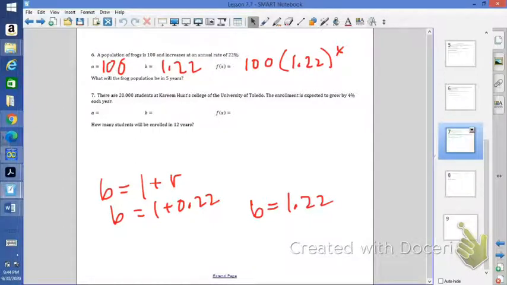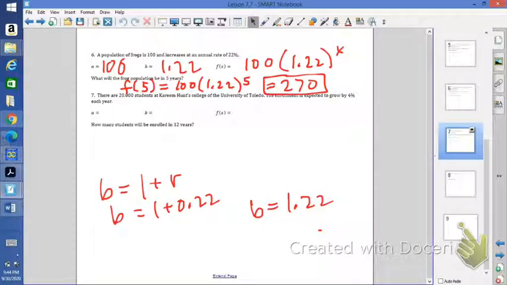So what will the frog population be in 5 years? So that's going to be f of 5 equaling 100 times 1.22 to the 5th. So that's approximately 270. 270 frogs. Alright, so that's going to wrap up this lesson.